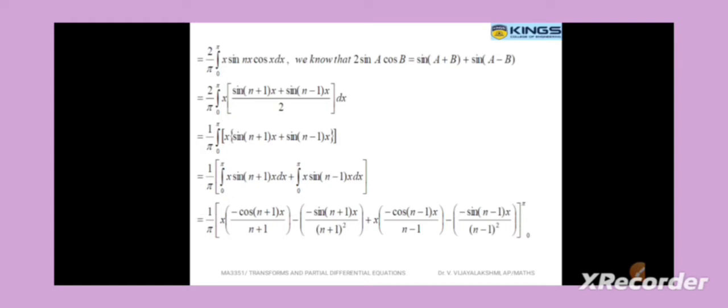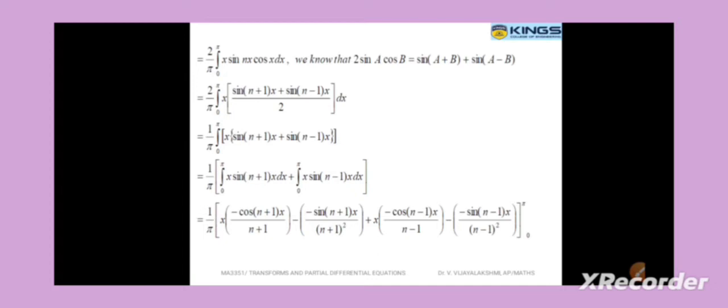Now again here we are using the product rule, that is the integral u dv formula. Here u is equal to x and dv equal to sin((n plus 1)x) dx. So u is x, v is the integration of sine, and integration of sine is minus cos, so minus cos((n plus 1)x) divided by (n plus 1). The formula is uv minus integral of u dash v1. u dash is 1 because u is x, and v1 is the integration of v with respect to x. V is minus cos, and integration of cos is sine, so already having the minus symbol, minus sine((n plus 1)x) divided by (n plus 1) the whole square.